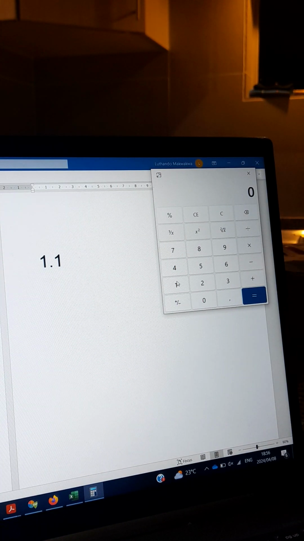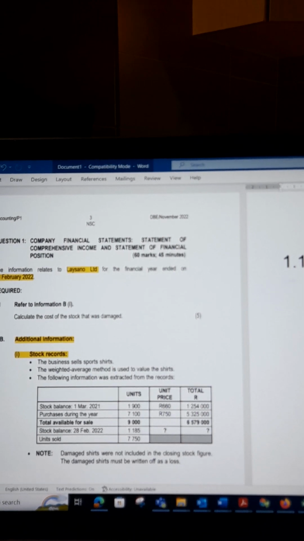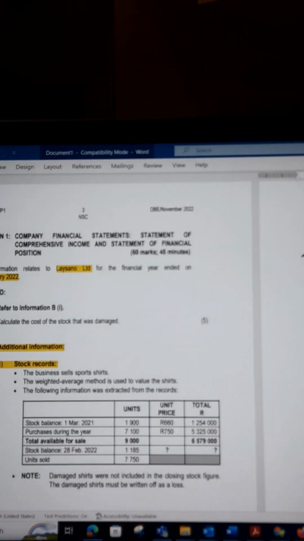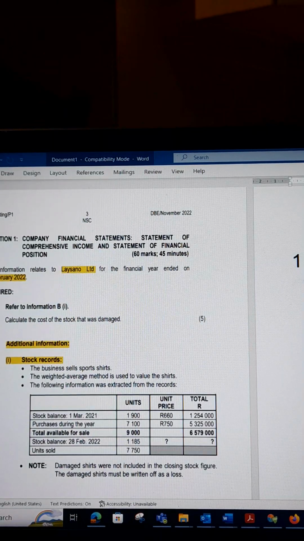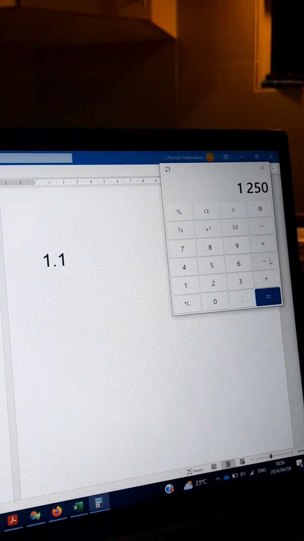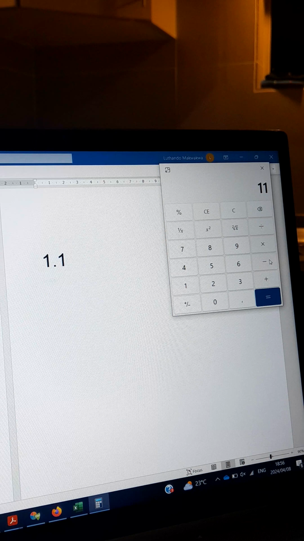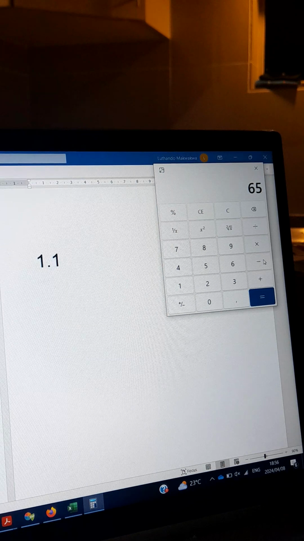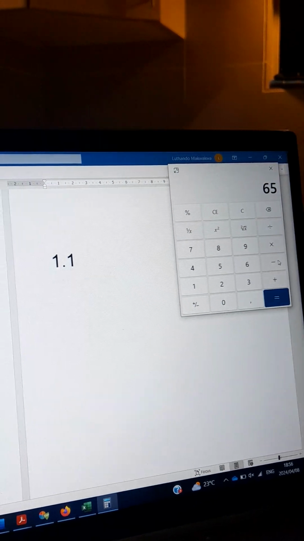As I've said, we had 1,900 plus 7,100 less 7,750 units sold, and then we'll get 1,250 units. So in this case, we're not given 1,250 units, but we were given 1,185 units down there on the closing balance. We've been given that one. So if we say 1,185, we take it from the 1,250. 1,250 less 1,185, we'll get 65 units or 65 shirts. So these 65 shirts, this is the number of shirts that were damaged.